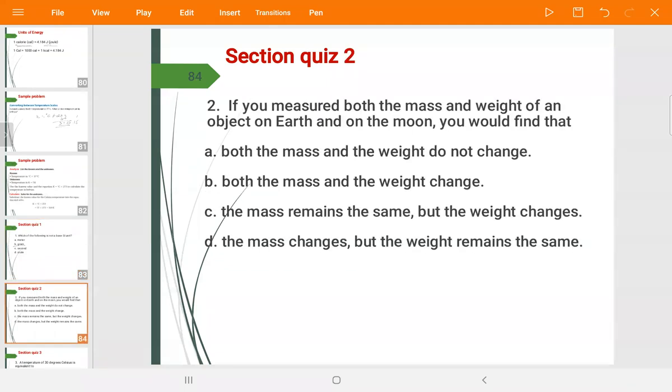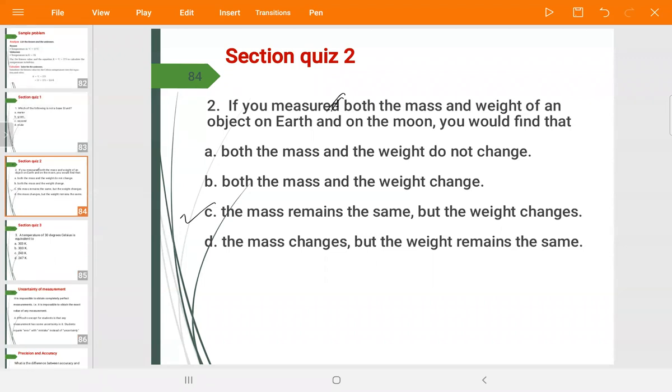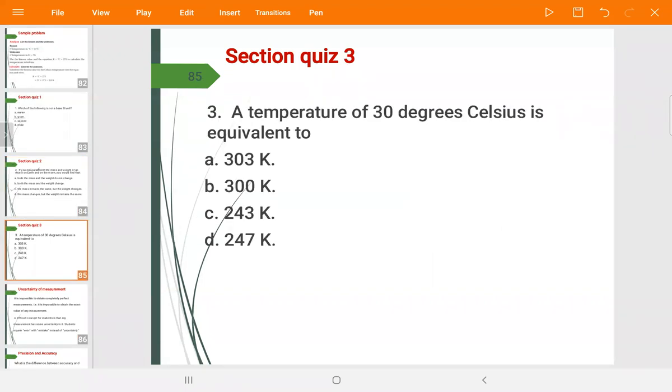Another question. If you measure both the mass and weight of an object on Earth and on the moon, you'd find that C. The mass remains the same, but weight changes. Go over. Another question.